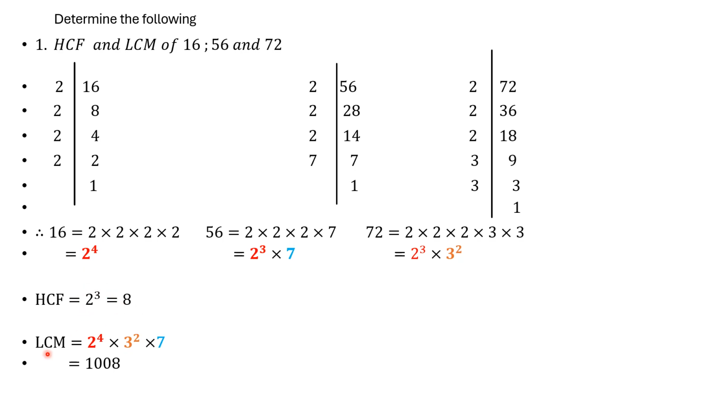For the lowest common multiple, I choose the highest that appears in any of the numbers. So the highest for base 2 is 2 to the power 4 times the 7 times the 3 squared, because those are the highest values that appear. So that gives me 16 times 9 times 7, which equals 1008.